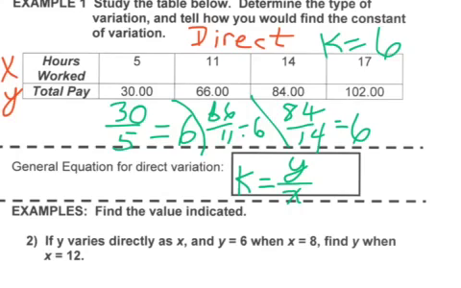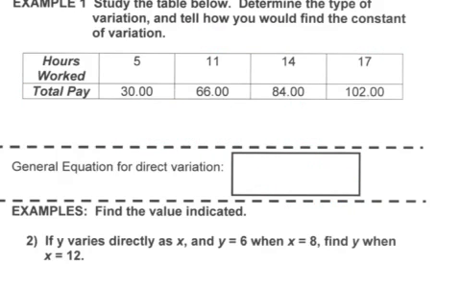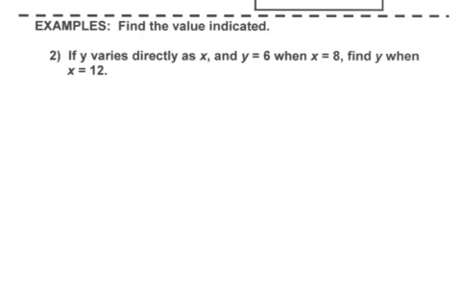Another way to say this, maybe you've already seen it, is y is equal to k times x. So these are really saying the same thing, two different variations of the general equation. Okay, let's go ahead and look at some more examples, try to get that meshed into our brain.